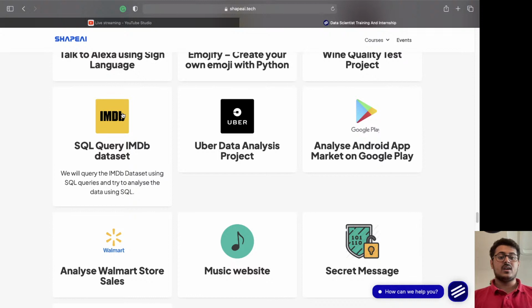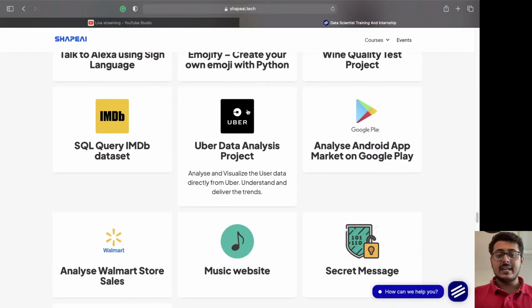Then we come to projects that we have taken from various different companies. So we have a project from Amazon. So IMDb, for those who don't know, is part of Amazon itself. So we have an SQL query IMDb dataset project in which you will be using SQL to query the entire database of IMDb.